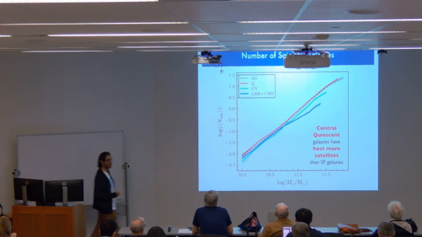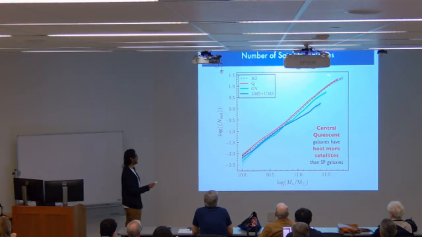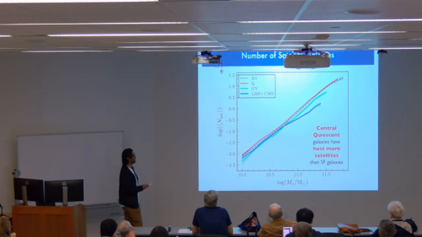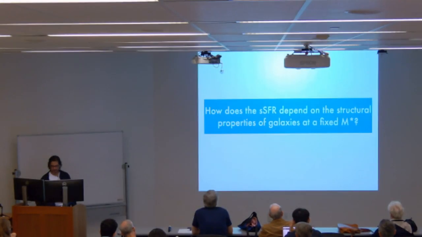And this is perhaps related to the number of satellite galaxies. We observed the number of satellites as a function of the stellar mass of the central galaxy, and we compared different levels of the star formation rate of the central galaxy. For a fixed stellar mass, quiescent galaxies have more satellites than star-forming galaxies.